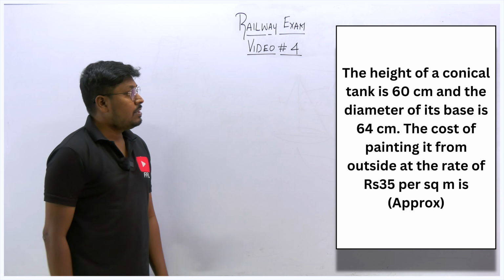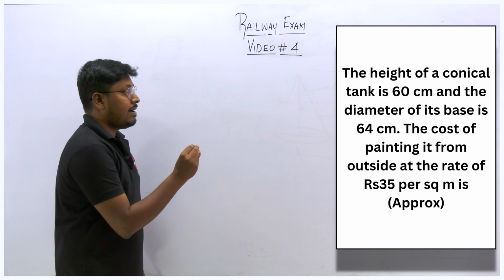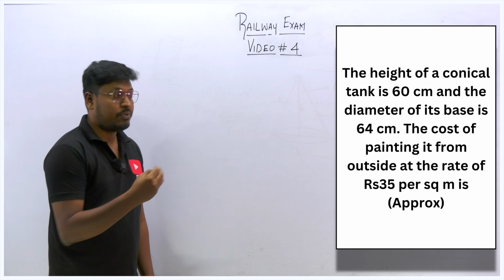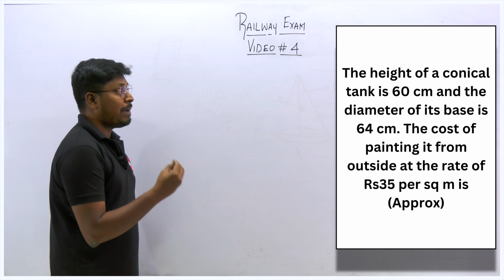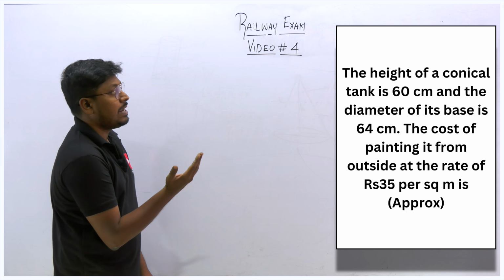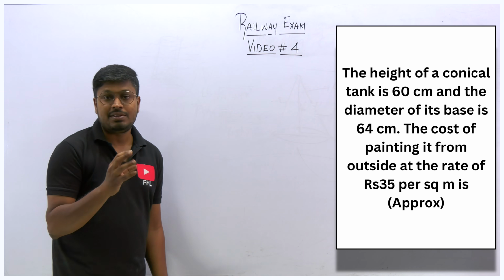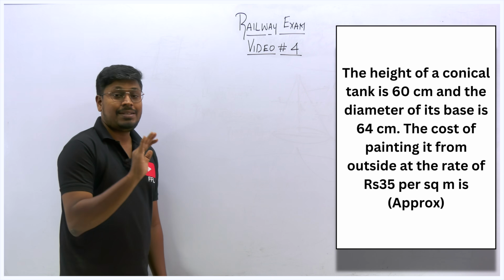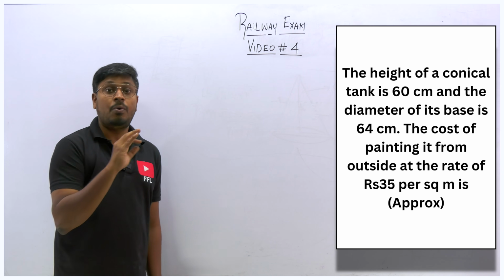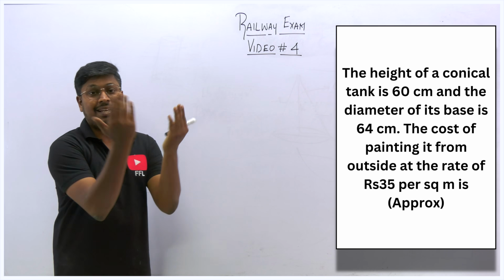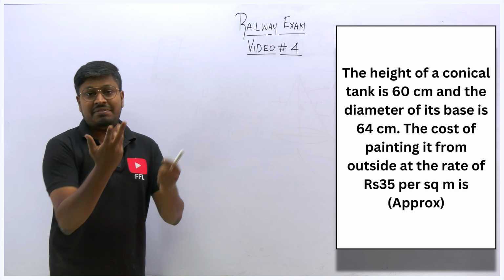First question. The height of a conical tank is 16 centimeter and the diameter of its base is 64 centimeter. The cost of painting it from outside at the rate of rupees 35 per square meter, approximately. So our target is to find the cost of painting the conical tank, but only the outside. Which means we paint only the outside region, that will be the curved surface area.